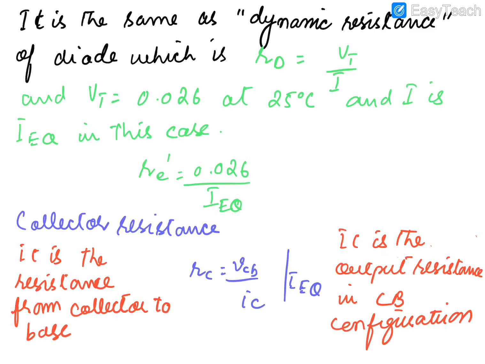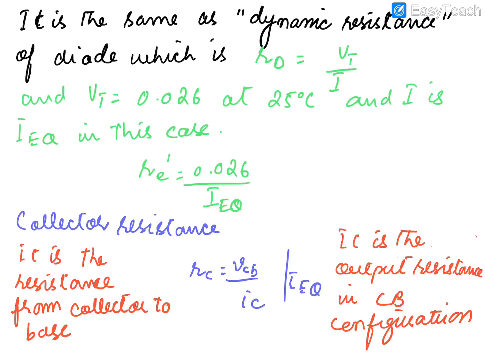In the case of emitter resistance, this RD will be equal to RE dash. This is the emitter resistance, the resistance from emitter to base terminal, or the resistance of a forward bias diode, because the emitter to base junction is forward biased. So RE dash is equal to 0.026 divided by I, which is IEQ, the Q point value of IE in this case. This is an important parameter, the emitter resistance. You will use it in many configurations.